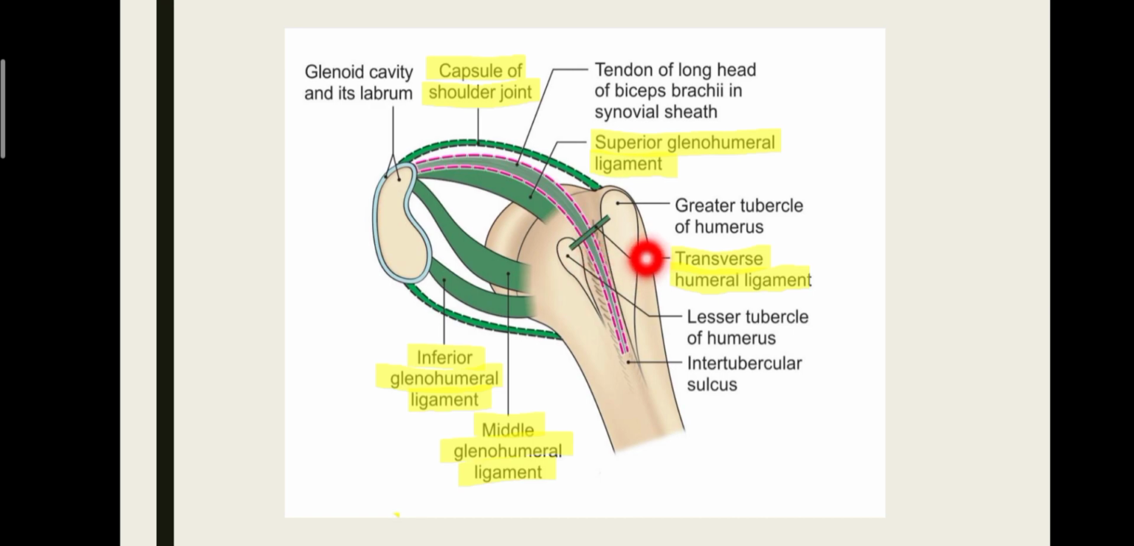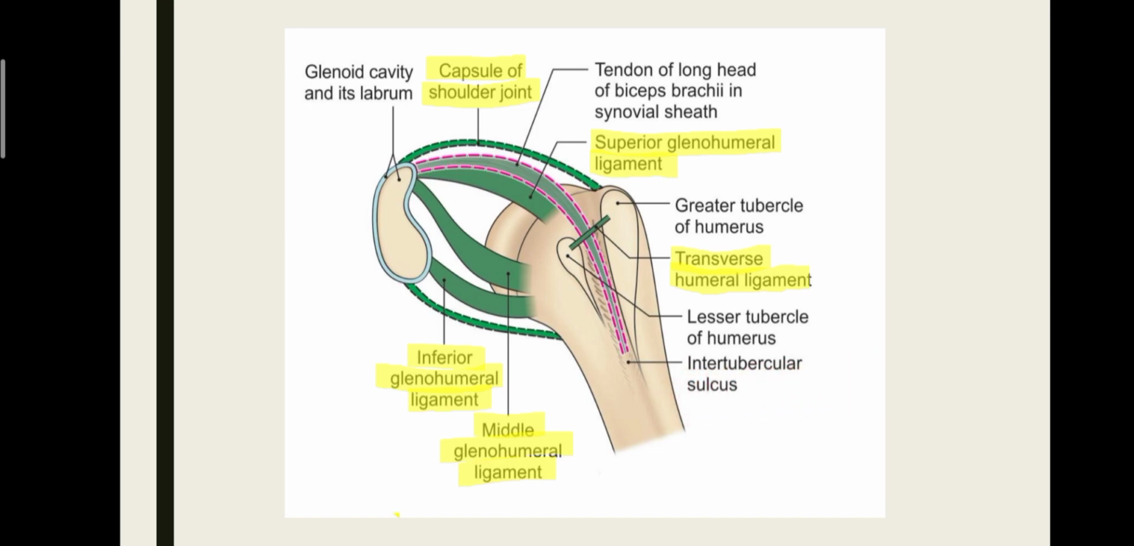See, next is your transverse humeral ligament. See, transverse humeral, right? So it is basically going to transverse between some two parts of the humerus bone. Here the two parts are your greater tubercle and the lesser tubercle. So the transverse humeral ligament is going to extend from the greater tubercle to the lesser tubercle, and below this ligament the tendon of long head of biceps brachii is going to pass through, and that part is called as the intertubercular sulcus or the intertubercular groove.